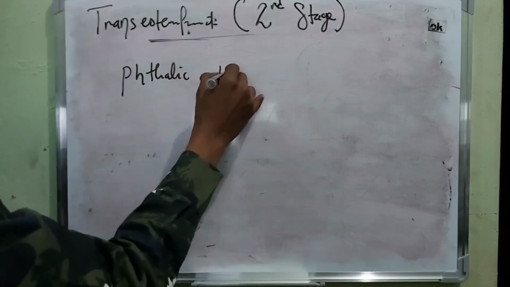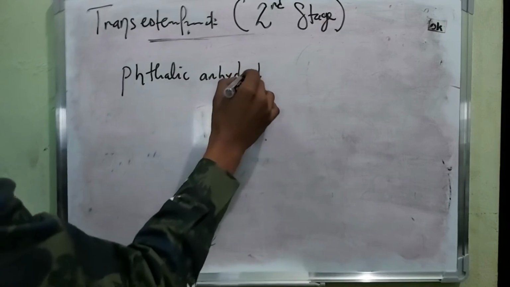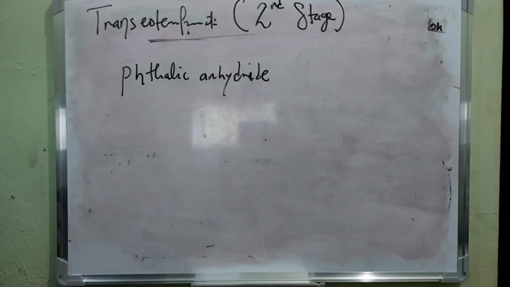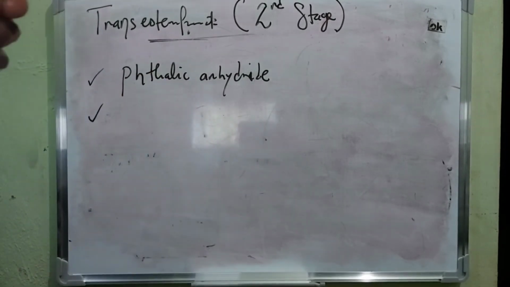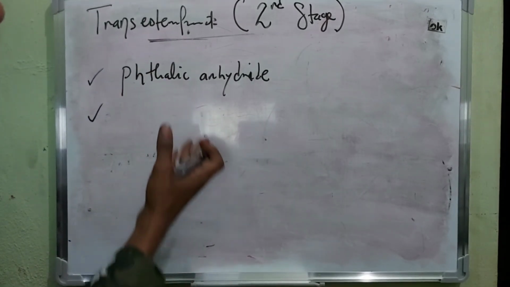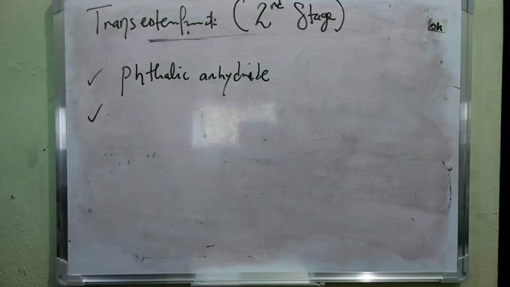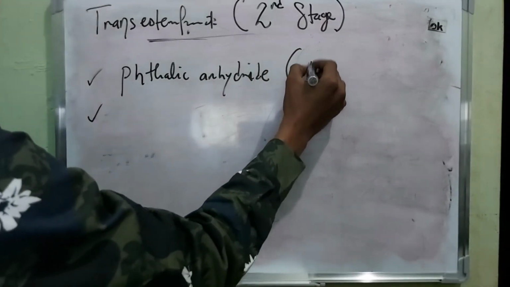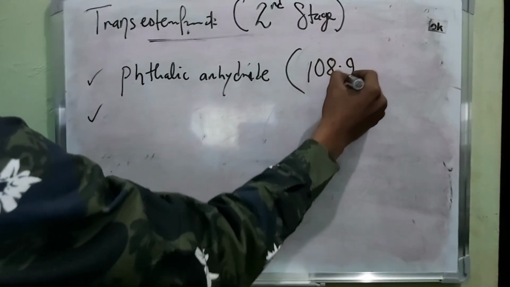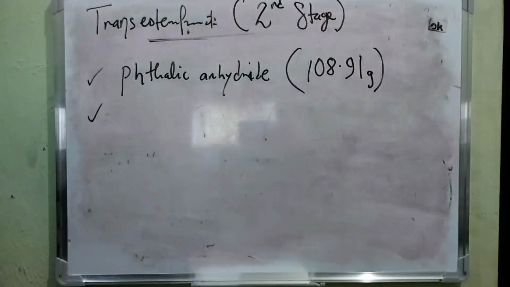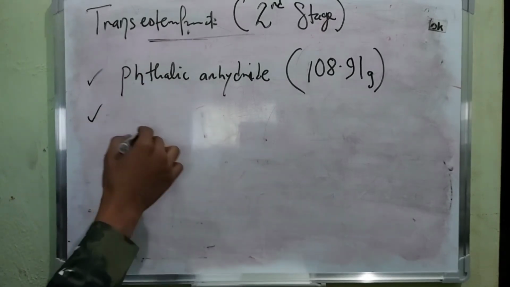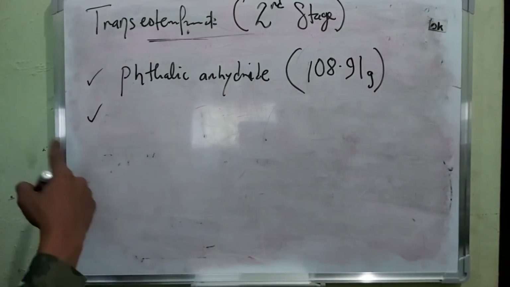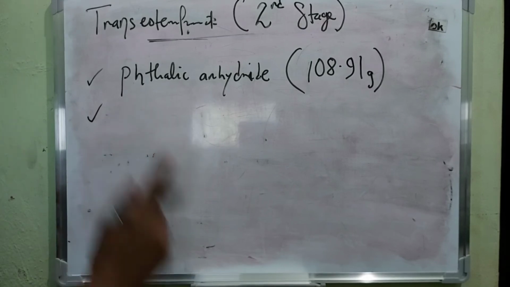These are the reagents that will be needed now. Remember, for the first stage, we only added the oil, glycerol, and the catalyst. But for the second stage, you add to the same mixture, while still cool, a measured amount of phthalic anhydride. So that was 108.91 grams. So you measure this amount of the benzene 1,2-dicarboxylic acid into the round bottom flask, as I've illustrated before. So you just have to add it there.